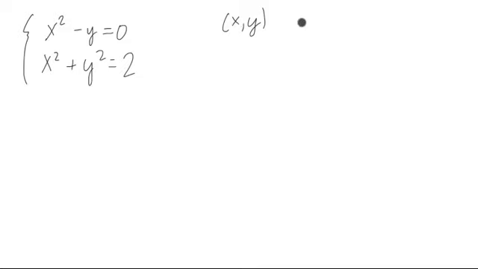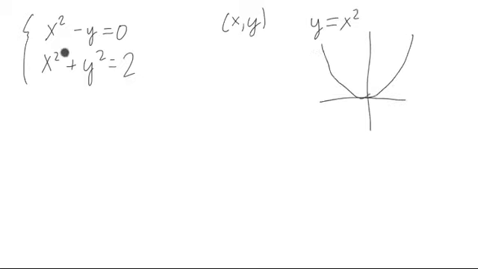The top equation, through rearranging, is y equals x squared, just a parabola. The bottom equation is a circle with radius square root of 2. Now notice that there are two different intersection points, as we just roughly sketched this, so we can expect there to be two different solutions. These intersection points are precisely the solutions to the system of equations.